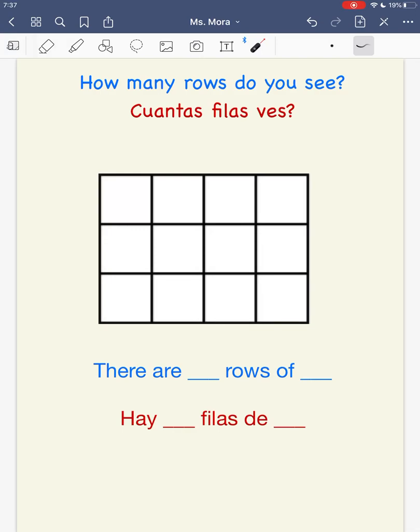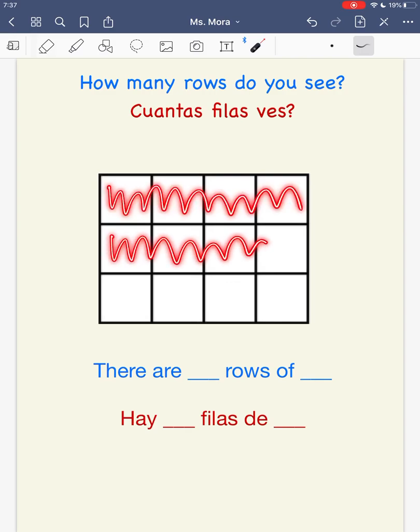So it says, how many rows do you see? So I'm only talking about the rows right now. I know there are also columns, but right now we're just focusing on the rows. Dice, ¿cuántas filas ves? Y solo vamos a enfocar en las filas, no en las columnas. So this is one row, this is another row, and this is our third row.